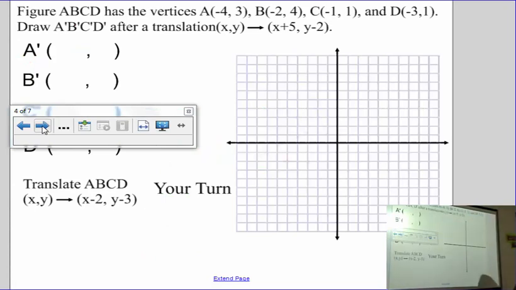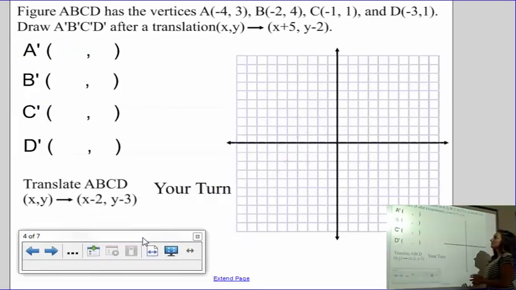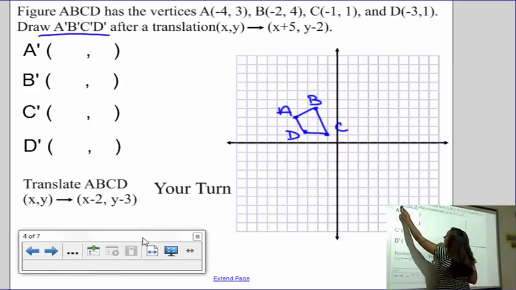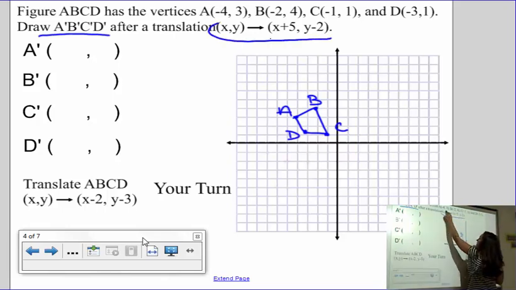All right, so let's go ahead and put this on a graph. Go ahead and pause it, and I give you a figure A, B, C, D, and there's the vertices. Go ahead and graph it and connect the points, and make sure you label it correctly. So, hopefully if you did it right, you should have this quadrilateral with the points A, B, C, and D. And this is going to be our pre-image, so that's why we don't have any apostrophes yet. Now we're going to draw A prime, B prime, C prime, D prime after we use this translation rule.